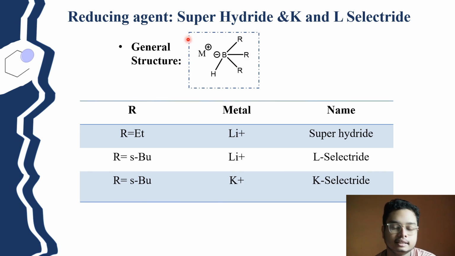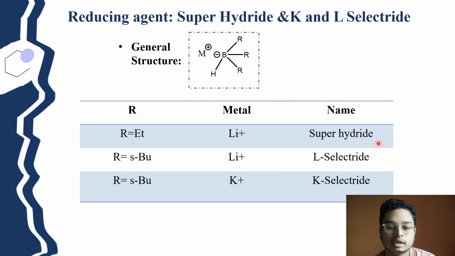This is a similar kind of lithium borohydride, but where the H has been replaced by different R groups, and depending upon the R group, it has different names. When the metal is lithium and the R groups are ethyl, it is called a superhydride. When the R group is sec-butyl and the metal is lithium, it is called L-selectride. And if the metal is changed from lithium to potassium with sec-butyl as R, then it is called K-selectride. Now these three reagents have their unique reactivity, so we'll discuss them in the next slide.